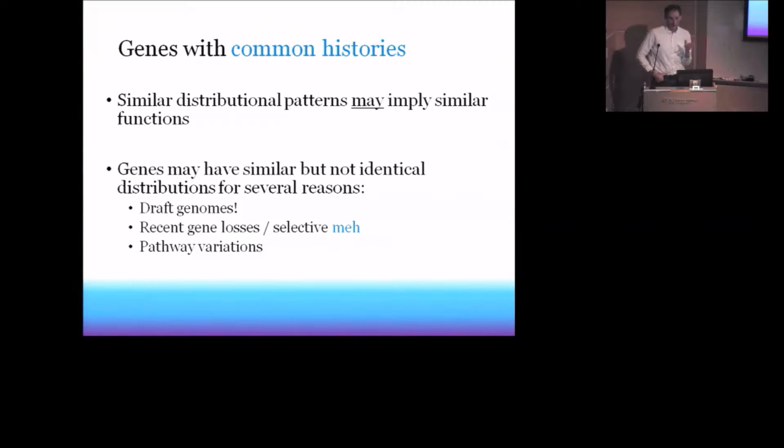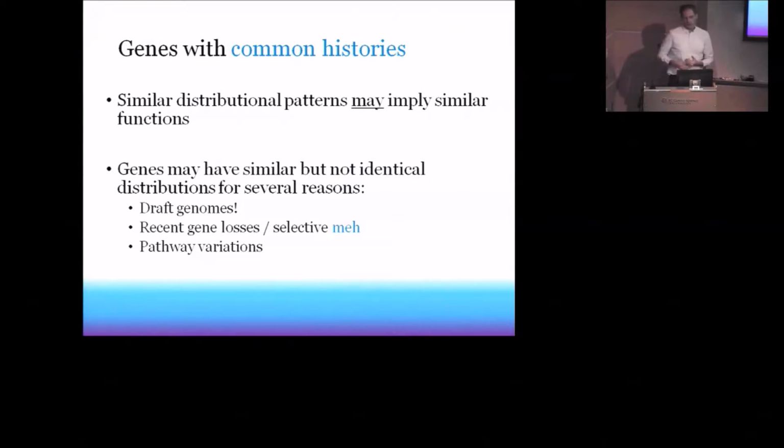One reason, if you've ever dealt with next-gen sequence data, you know very well that the genomes you get are incomplete. Sometimes there are incorrect assemblies, and some of the genes you're most interested in will be missing, right? They will not be there, okay? So that's one reason. You might have a gene that looks like it's missing, when in fact it isn't. So this is obviously going to lead to distributional differences.